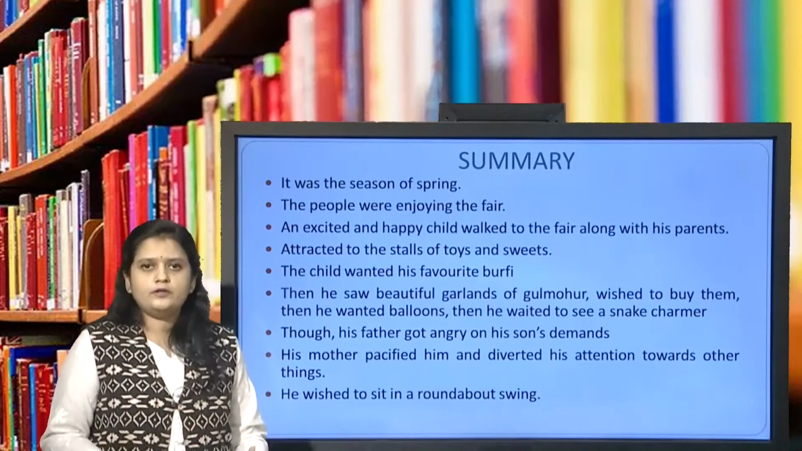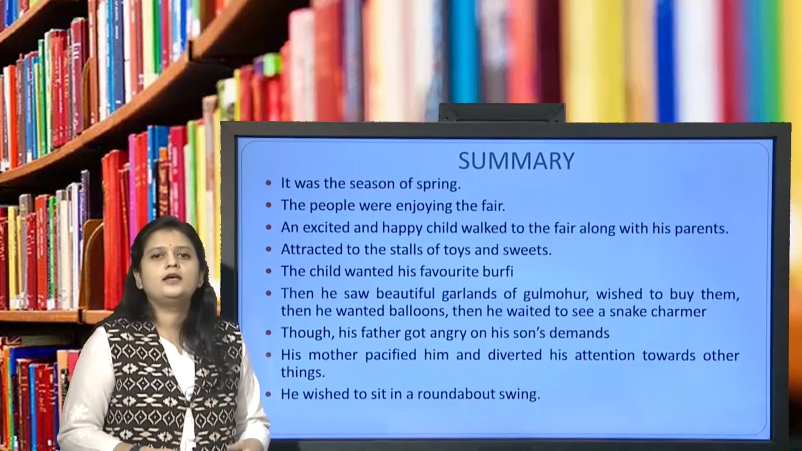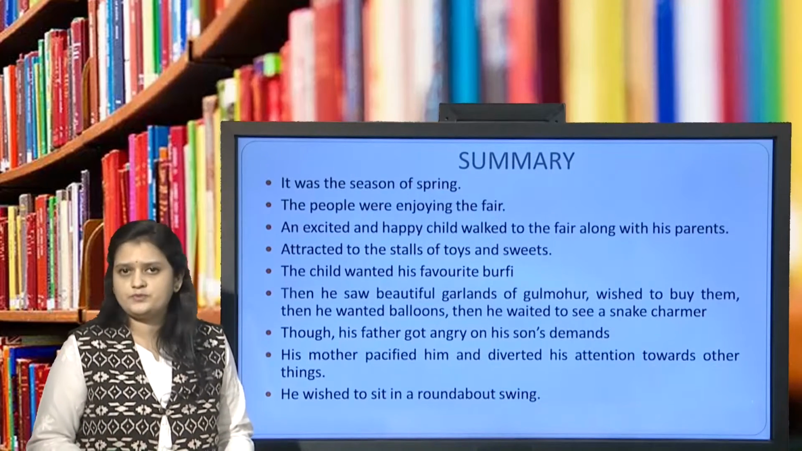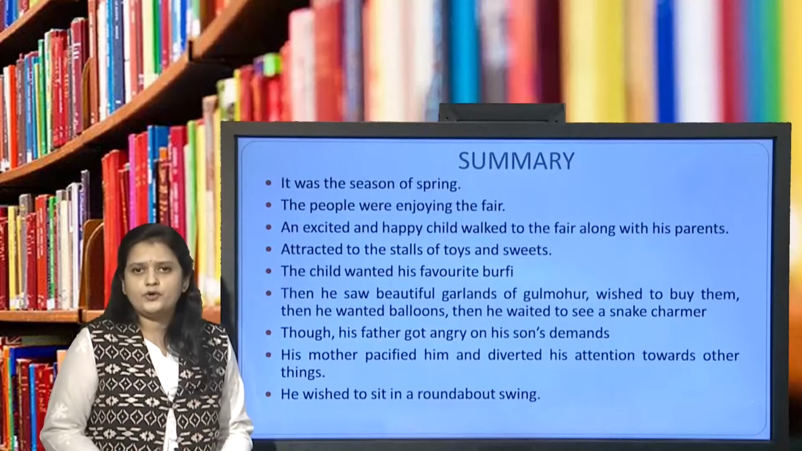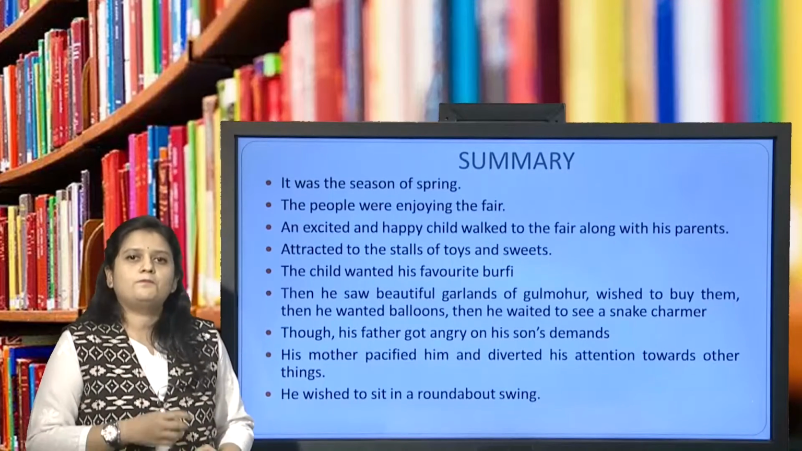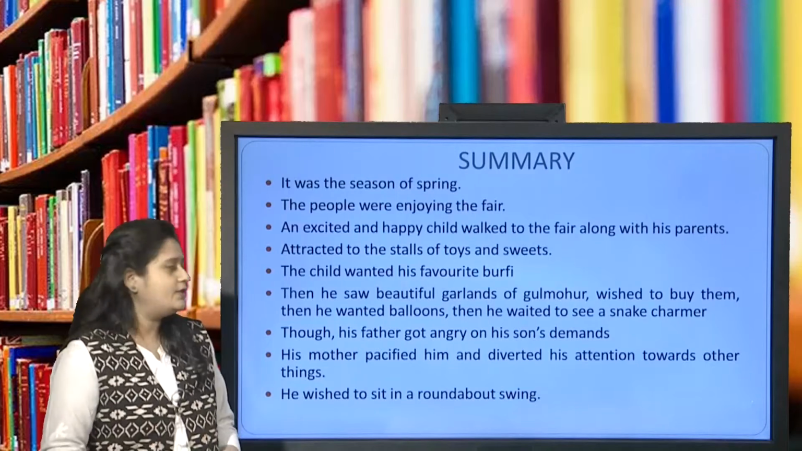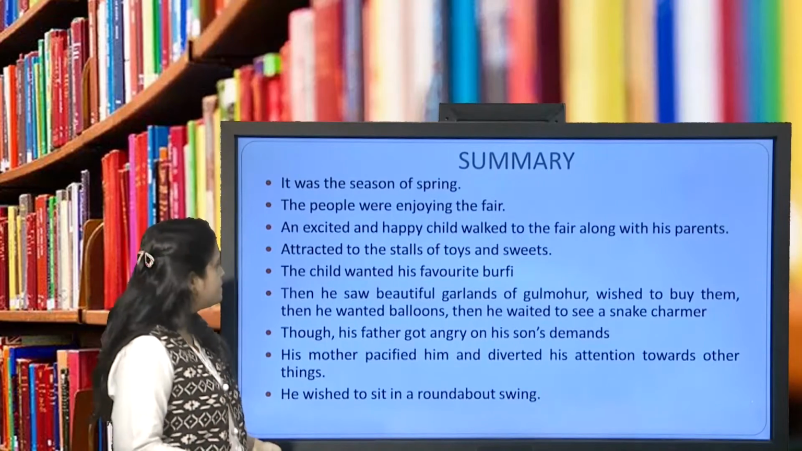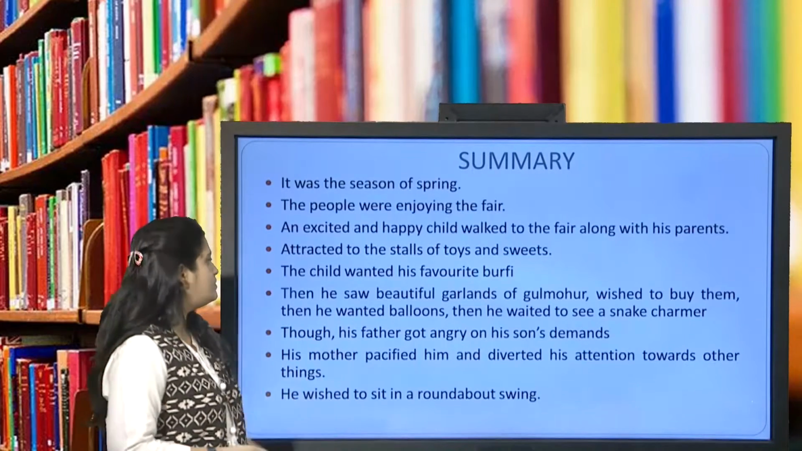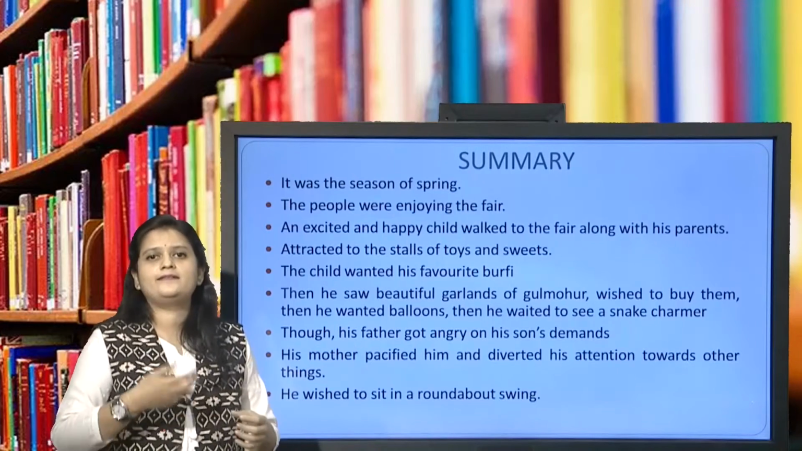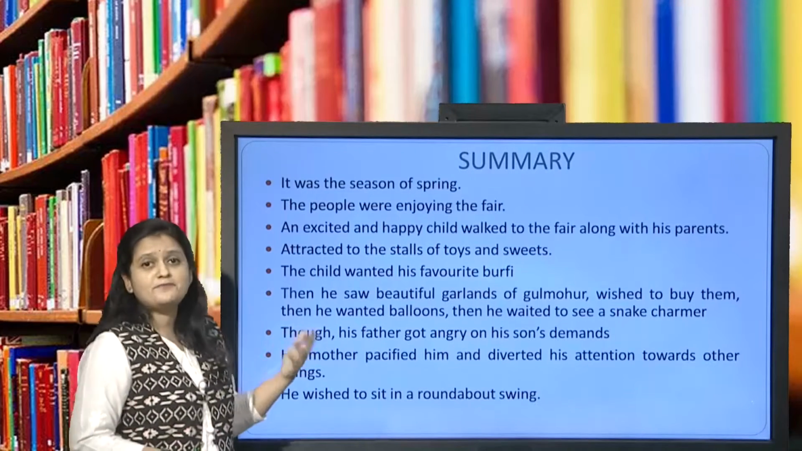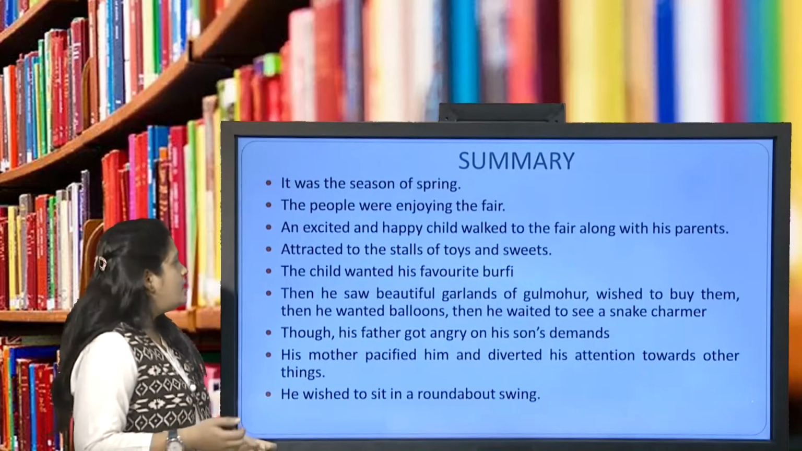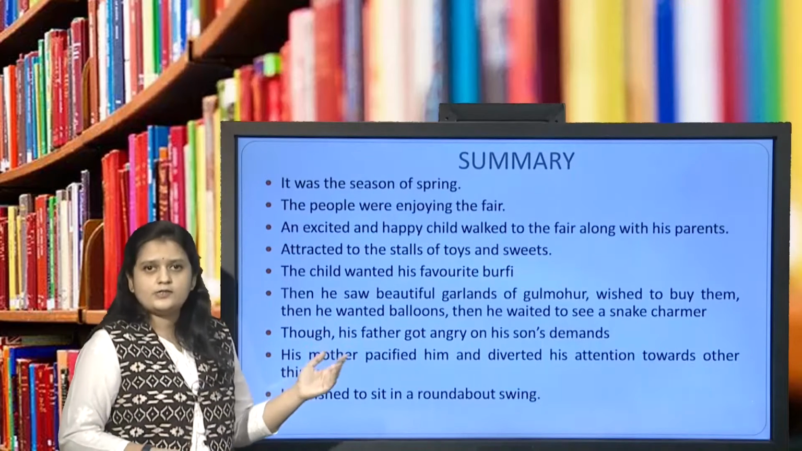We are not told the exact age of the child, but when we understand the narration of the story, we come to know that the child must be around, say, 6 or 7 years old, because he's fascinated by the fair and by the products that are sold over there. So the boy is attracted to the stalls of toys and sweets. The child wants his favorite barfi. He is fascinated by looking at the rasgullas and the jalebis and the barfis, and he's tempted to have them all. He's tempted, he's fascinated, he's attracted by the colorful toys, by the sweets, by the beautiful garlands of gulmohar.